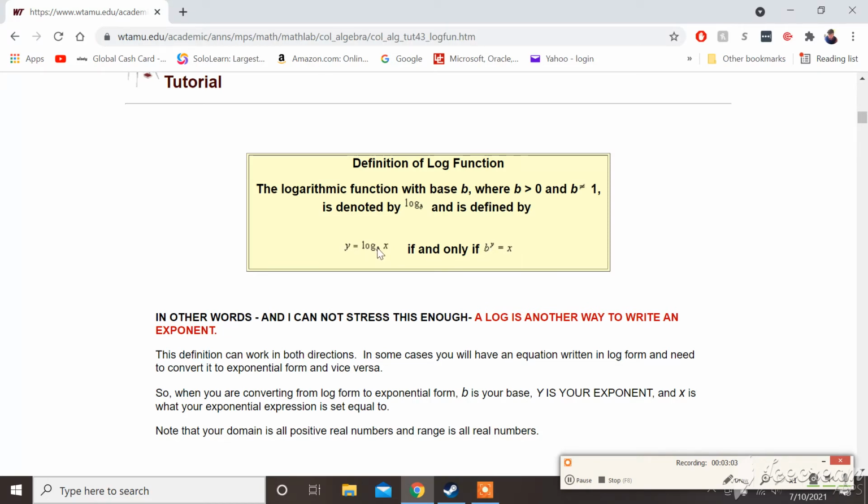So basically, the small base becomes the regular b. And y becomes the exponent. And this x right here at the end becomes equals x. So bam. B becomes regular b, y becomes the exponent, and this x at the end becomes equals x.